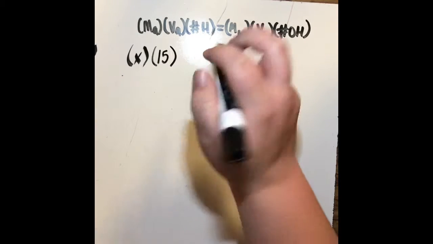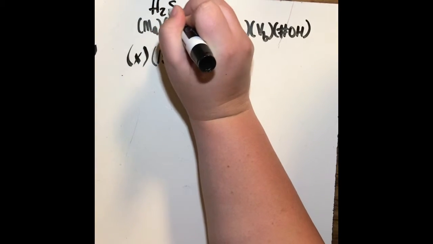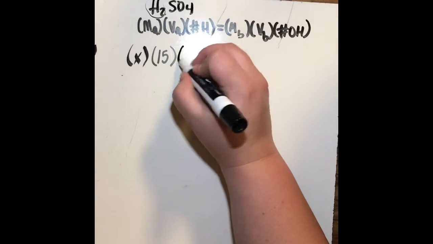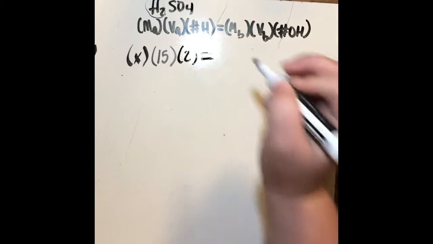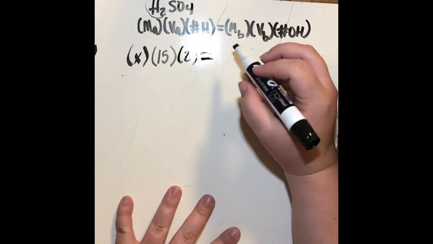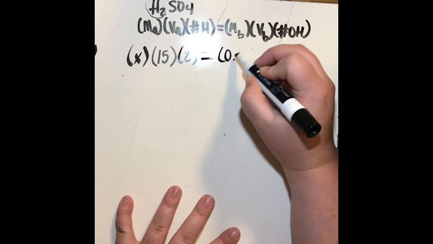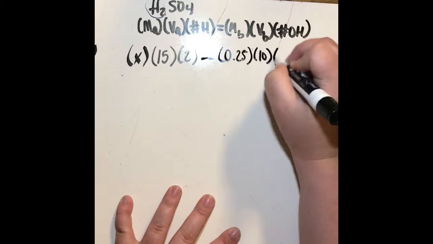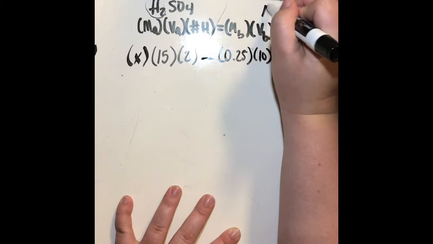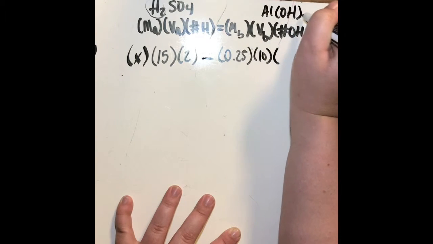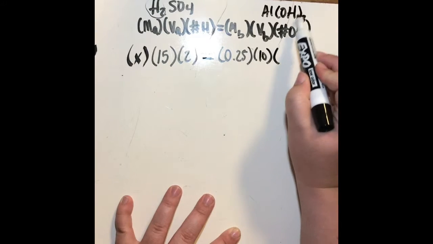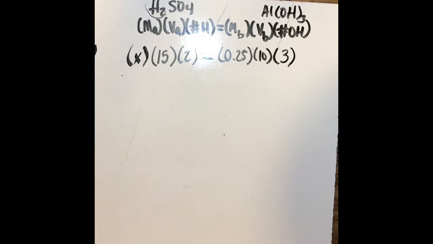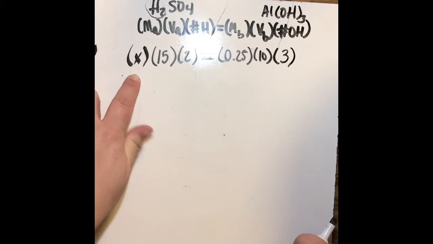The number of hydrogens: in H2SO4, we have 2 hydrogens. So this time we're going to put a 2. Set that equal to the molarity of our base, which is 0.25. The volume of the base is 10. Number of OHs: since we have aluminum hydroxide, Al(OH)3, that 3 tells us how many OHs there are. 3.